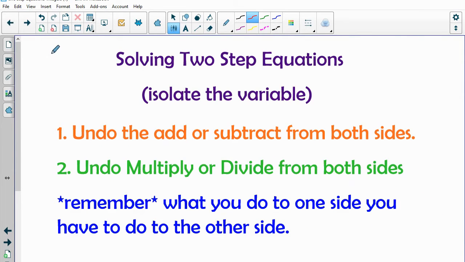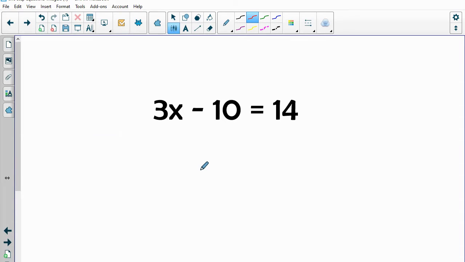All right, so when solving two-step equations, we're still isolating the variable, but we might have to undo an addition or a subtraction from both sides, and then undo a multiply or divide from both sides. Hence, we have 2 different steps we have to take care of. We remember what we do to one side, we have to do to the other side, and we're doing it for the sole purpose of getting x, or the variable, by itself.